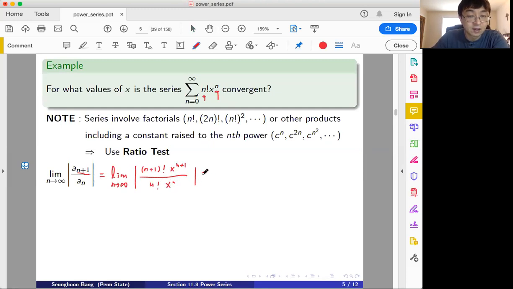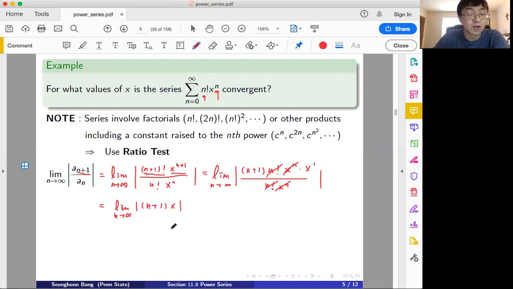Next, you have to expand. This n plus 1 factorial is exactly the same as n plus 1 times n factorial. x to the n plus 1 is the same as x to the power n times x to the power 1, over n factorial times x to the n. Next, cross out n factorial, cross out x to the n. So this is a limit as n approaches infinity of the absolute value of n plus 1 times x.